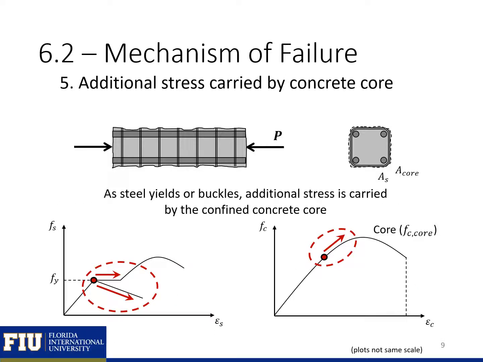As our longitudinal steel buckles or yields, additional stress and loads are going to be carried by our confined concrete core. So as we drop off in stress or progress on our yield plateau, our column will continue to gain strength because of additional load being carried by our concrete core.